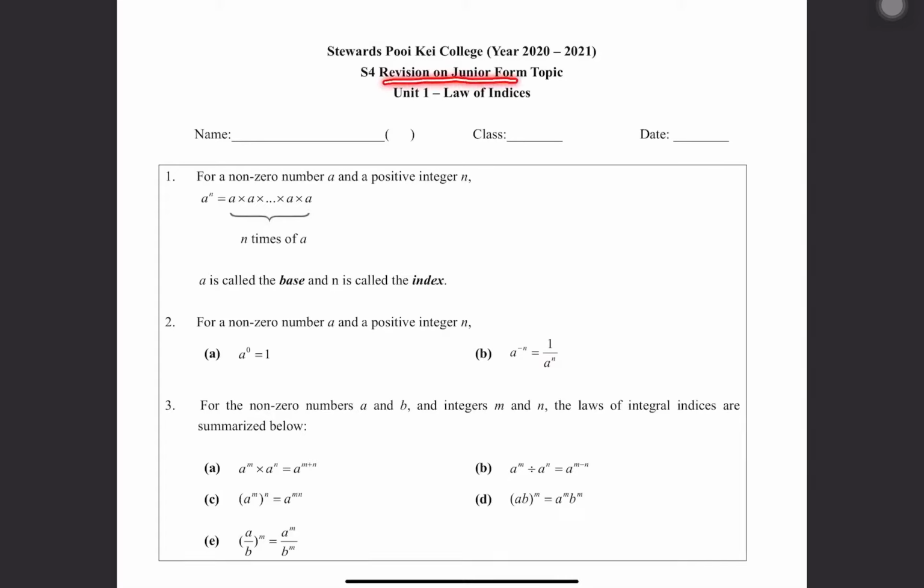Revisions on Junior Form Topic. Unit 1, Law of Indices.